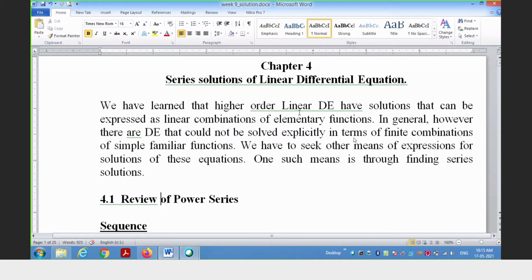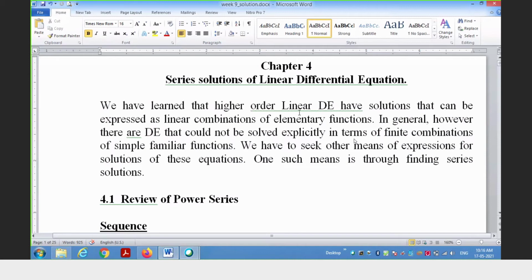Each type of series has its own test. Some of the tests are the root test, the ratio test, the alternating series test, and so on. But in this class, we will focus only on power series, and the test we will deal with is the ratio test, because the ratio test is suitable for power series.